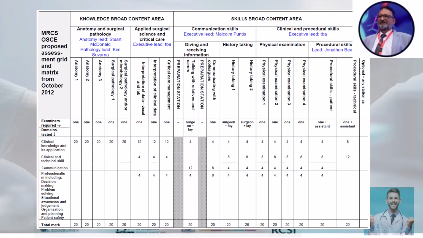So notice here in the upper corner, it is divided into what you are examined for. Applied surgical science. Here is the communication skills: the two stations of giving and receiving information, and two stations of history taking. Here is the procedure skills, physical examination, and the procedure skills. Here is the name of the Royal College representative who really put this scheme together.